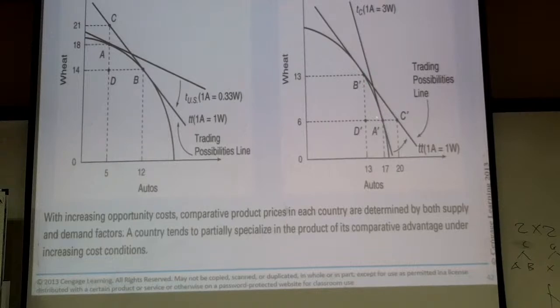So now, this is the original before trade for Canada. Specialization, increased production of wheat to this point. From 6 to 13, this is specialization. And reduce production of auto.